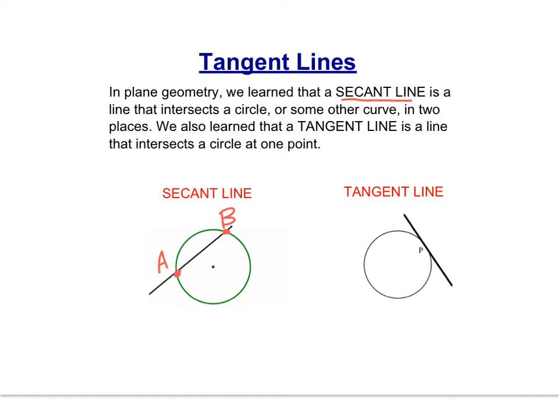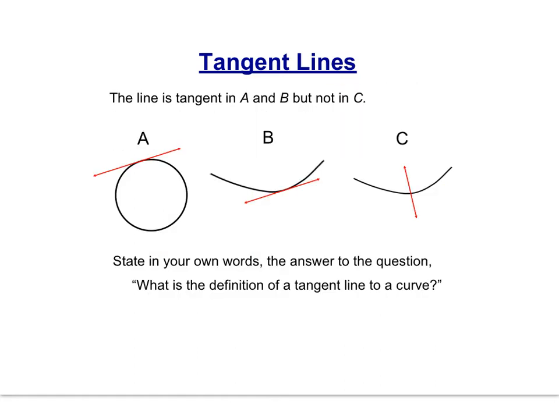Now, a tangent line. We have a diagram here of a circle, but you'll notice the tangent line intersects the circle at one point P. Now tangent lines can be demonstrated through these diagrams. In A, we notice that we have a line tangent to the circle at this point here. In B, we also have a tangent line that intersects the curve at this point. Now C is an example of not a tangent line. Even though it does cross the curve, it is still not a tangent line.